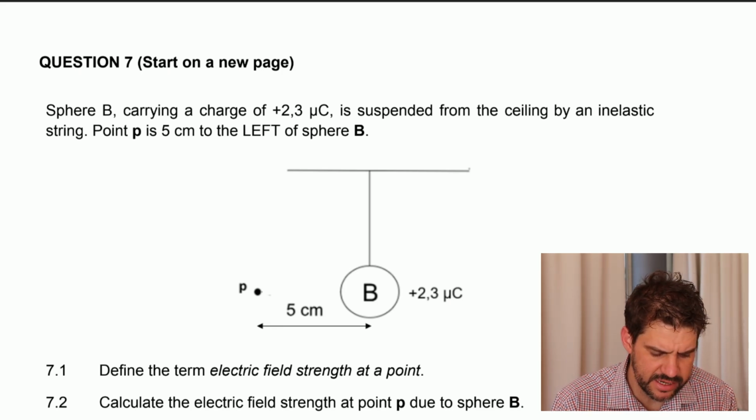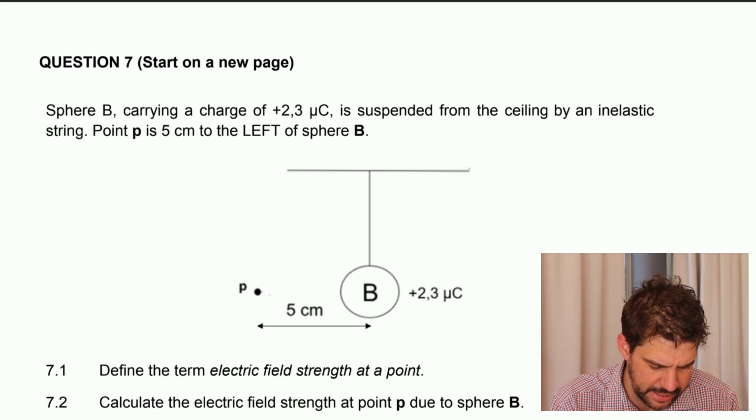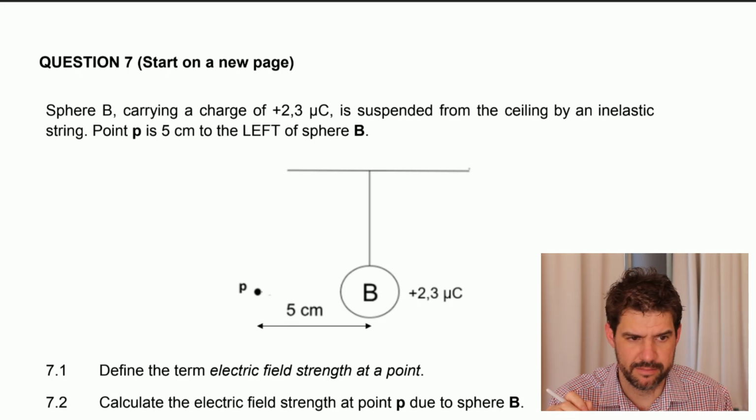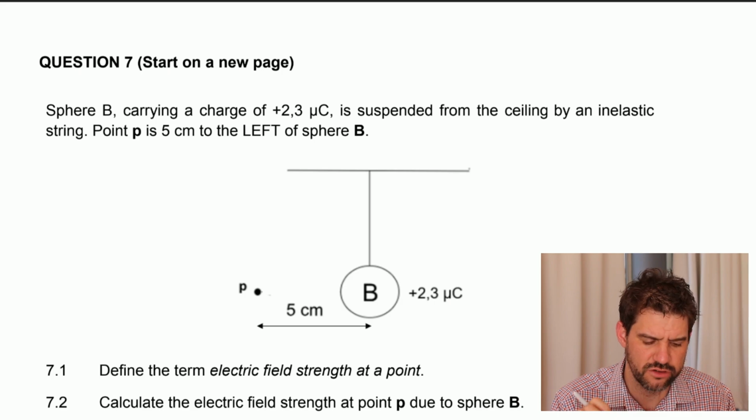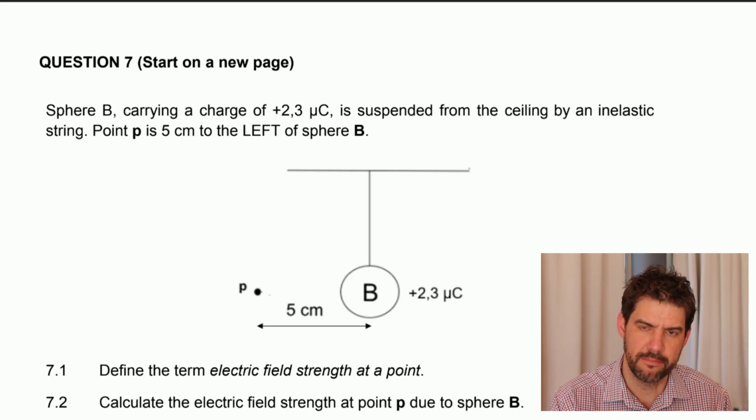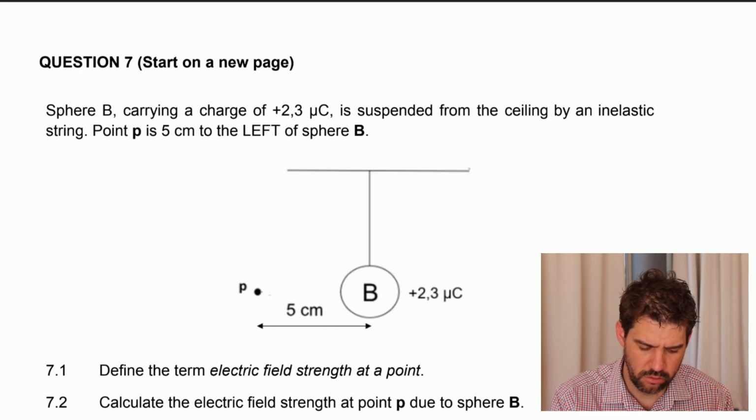Sphere B carrying a charge of positive 2,3 microcoulomb is suspended from the ceiling by an elastic string. Point P is 5 centimeters to the left of sphere B. So we have the picture with sphere B and a specific microcoulomb of charge.